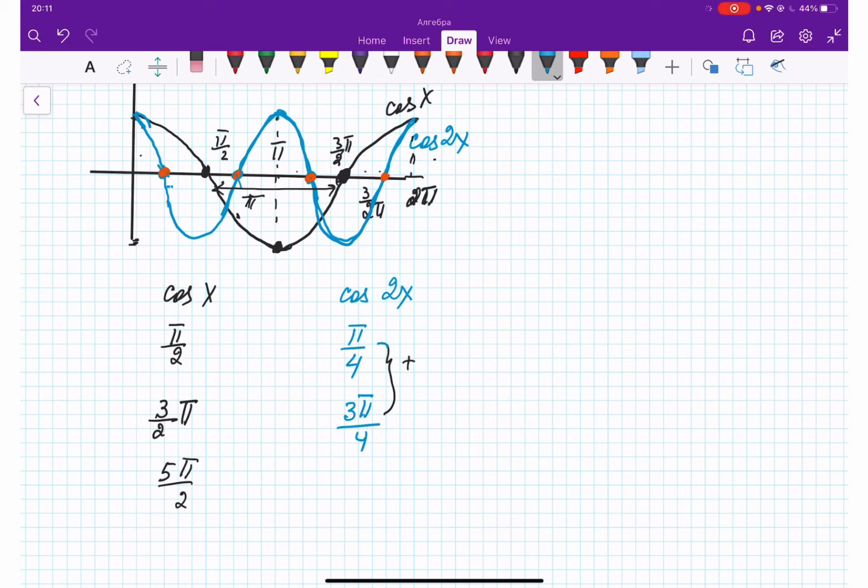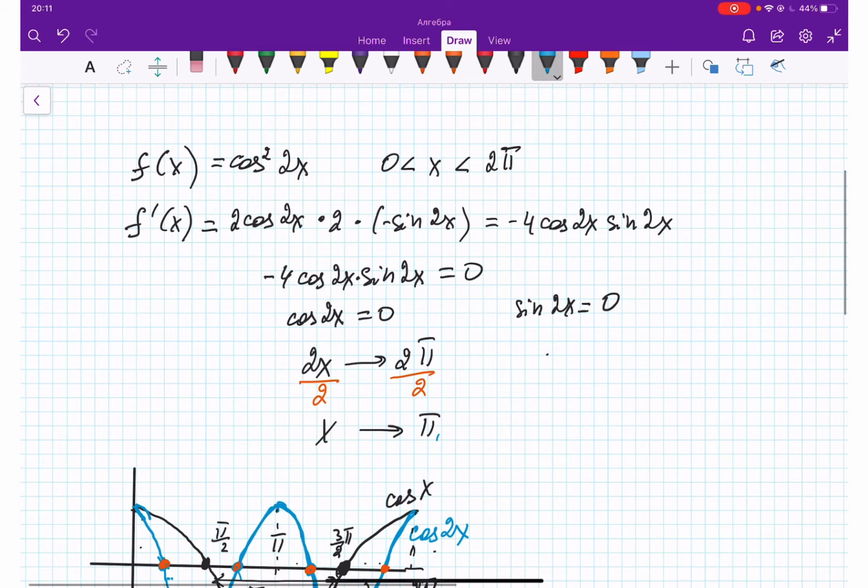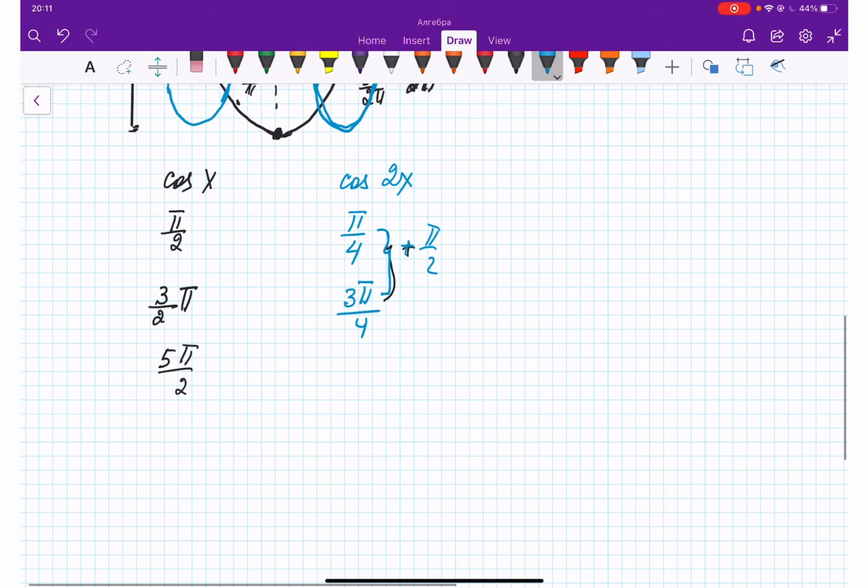Add half a pi, okay? So let's add another half a pi, and we have to watch that we are working within interval 0 and 2 pi. So we can't pass 2 pi, right? Okay, so 3 pi over 4, which is I put 3/4 of pi, and plus pi over 2, 1/2 of pi.